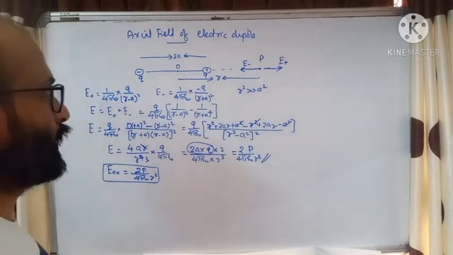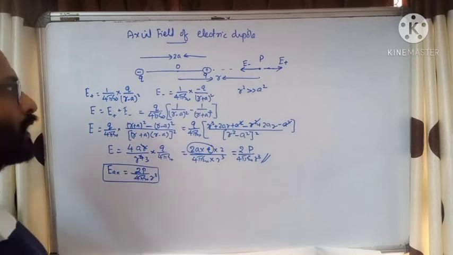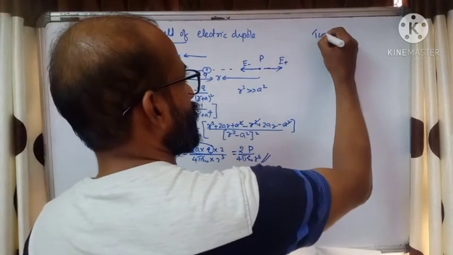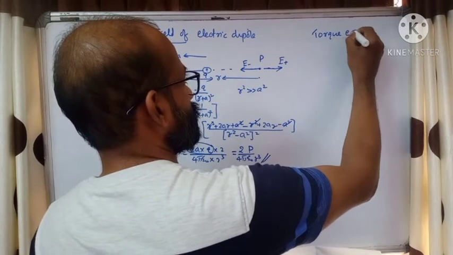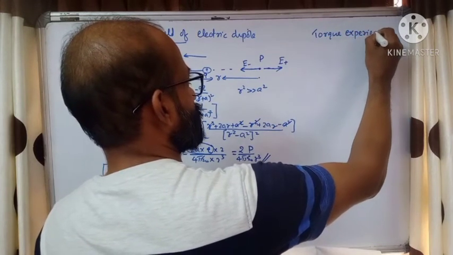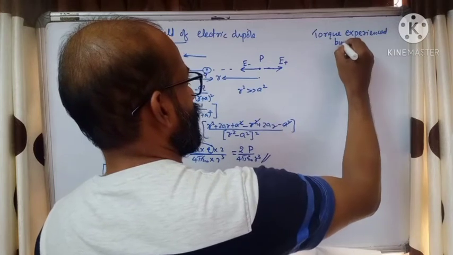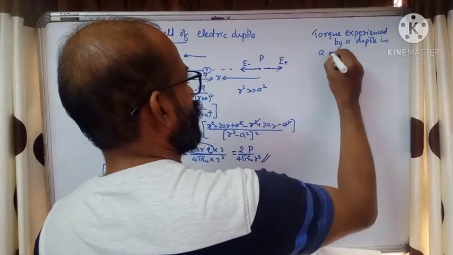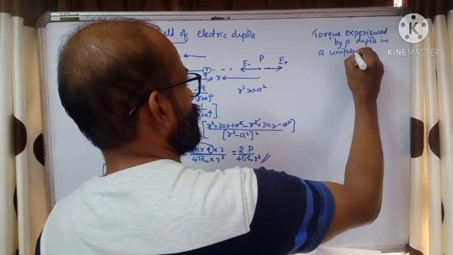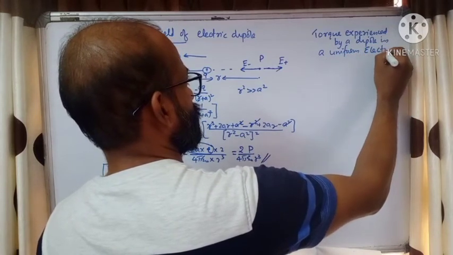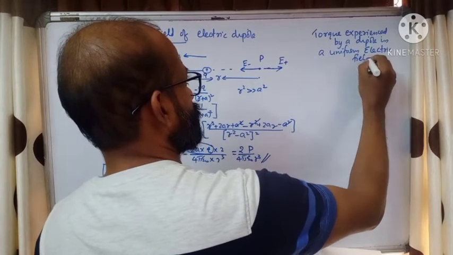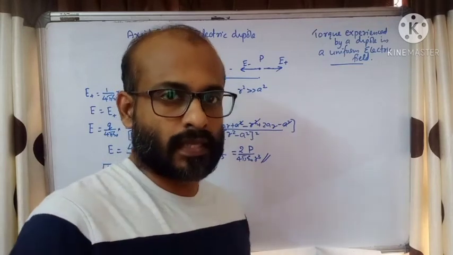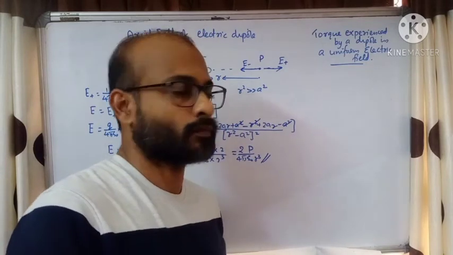Now next we need to see torque experienced. Suppose we have a dipole. Torque experienced by a dipole in a uniform electric field. See, what is a uniform electric field? An electric field where at each and every point the direction of electric field is the same and the magnitude is constant.